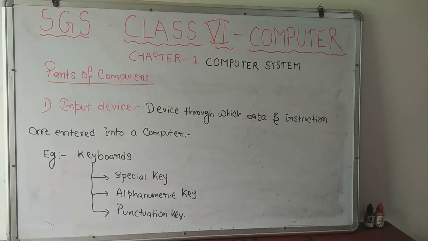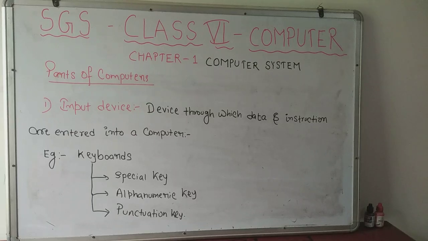Now we are going to read the parts of computer. The first part is input device, and the definition of input device is a device through which data and instructions are entered into a computer. For example, keyboard. Computer keyboards are similar to electric typewriter keyboards but contain some additional keys. The keys on a computer keyboard are classified into three types. Generally, three types of keys are present in a keyboard.